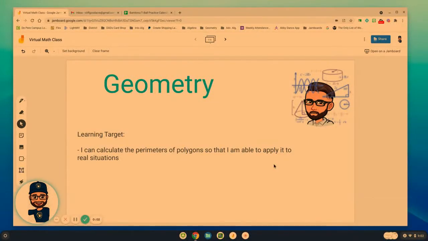Hello geometry students, and welcome back to a brand new video lesson as we get into the second part of chapter 8 and we look at perimeter of polygons and understanding how to calculate the perimeter so that we can apply it to real situations.